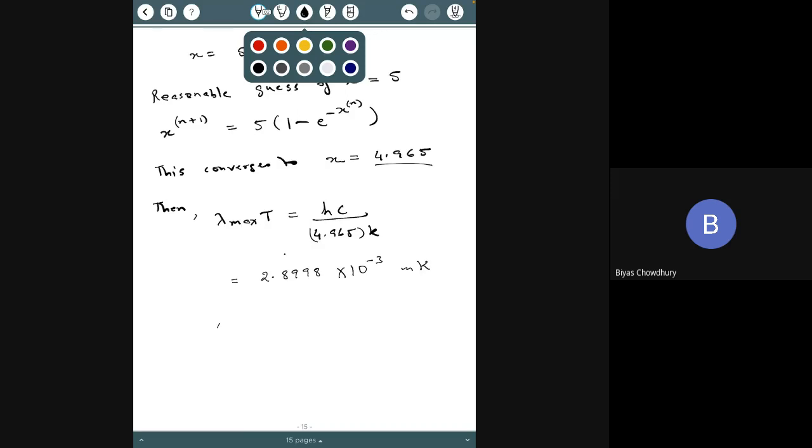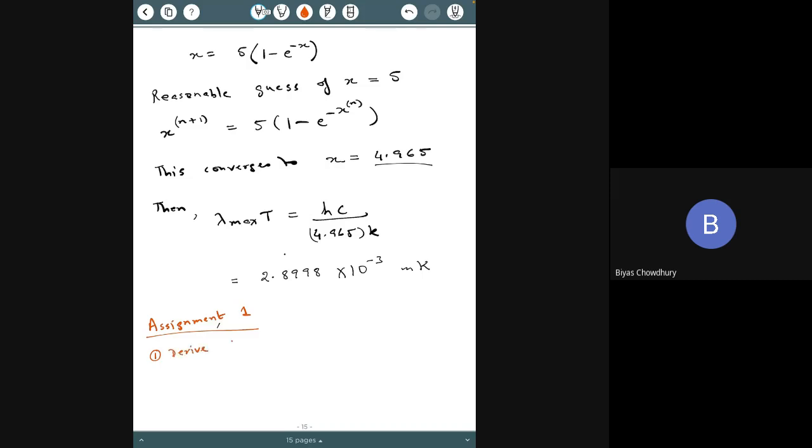Okay, so then I'll give you a small assignment for now. So after Wien's law, let's say assignment 1. Maybe you can derive Wien's law from Planck's law in the frequency form.